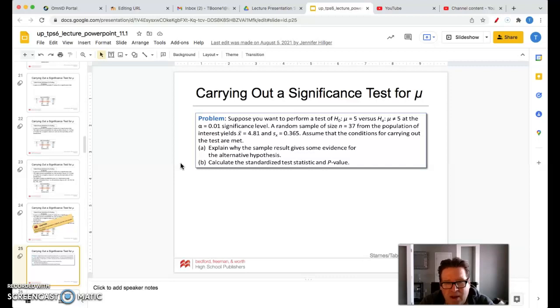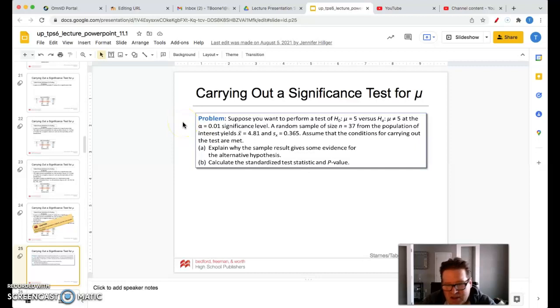So why is the sample giving us some evidence for the alternative hypothesis? Well, if you look at the sample mean of 4.81, it contradicts the null a little bit, not a ton, but it does give some evidence to say maybe that's not right. So we do have some evidence.